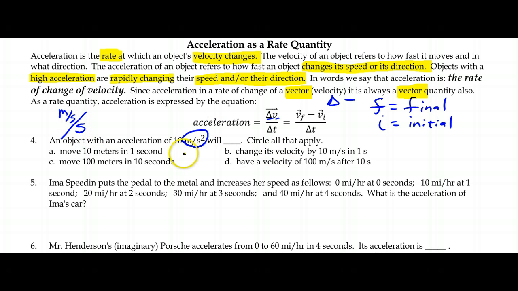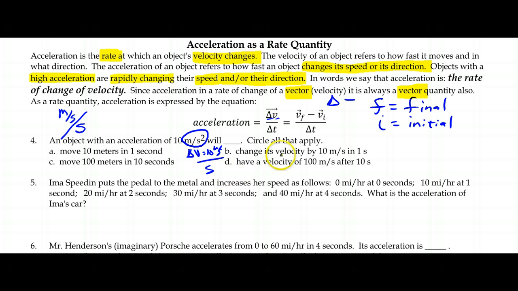Okay, so we have an acceleration of 10 meters per second for every second that we're traveling. Again, that's delta v is going to be 10 meters per second. So we're changing our speed or our velocity. The velocity is what we're changing. We're changing the numerical part of that by 10. And then that's per second.